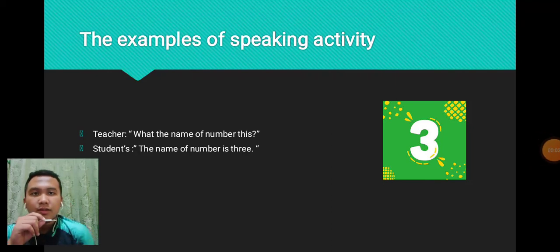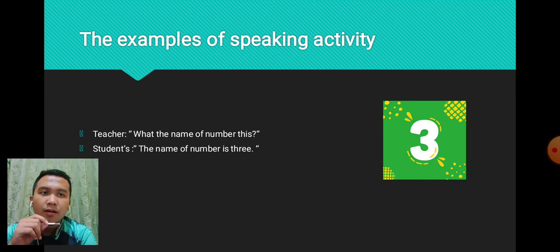Alright, I will explain about our presentation. This is the last part of our presentation, and this is my part to explain the example of a speaking activity. Look at the PowerPoint. There are two persons, the teacher and the student. The teacher asks what the name of the number is, and then the student answers. The name of the number is 3.